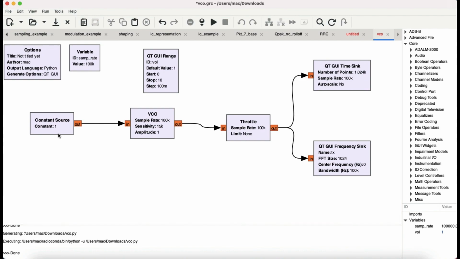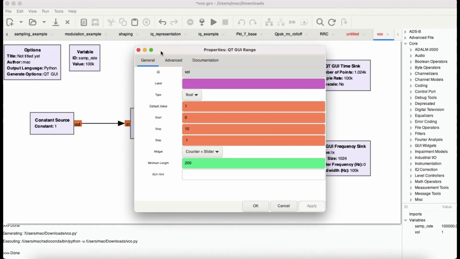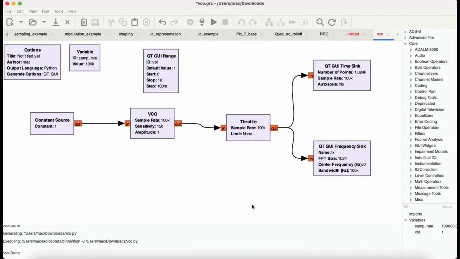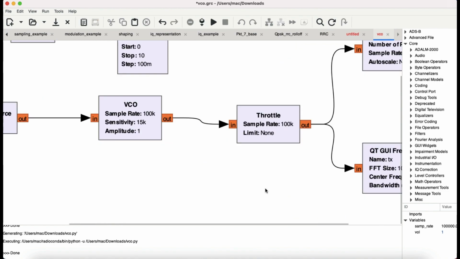So the way I have made the circuit using PLL is to apply some type of constant voltage source. In order for me to use this, I have used a constant source and just called it a voltage value. That's why I'm calling it a voltage, and these values are controlled here by a GUI Range slider. Right here, the GUI Range slider. Then it went into my VCO.